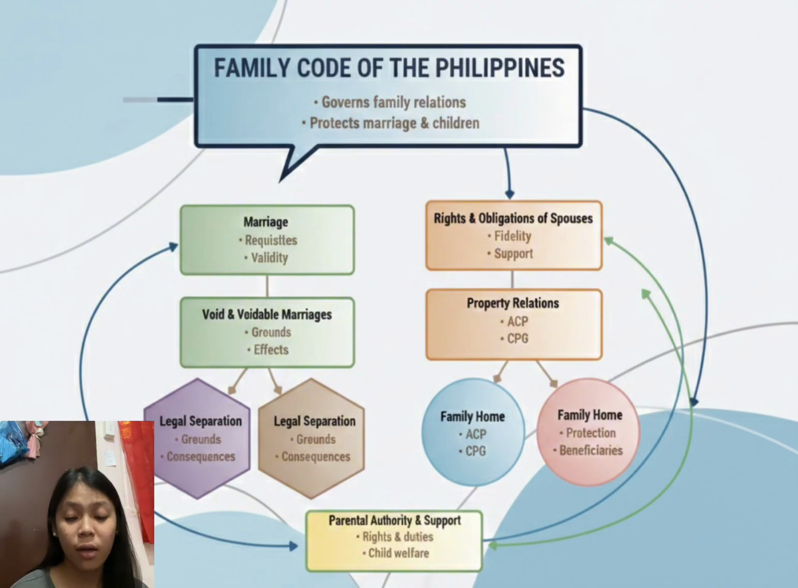Child welfare: the law prioritizes the best interests of the child in all decisions, covering access to basic needs like food, shelter, and healthcare, as well as education and protection from abuse or exploitation. Support obligations extend to both legitimate and illegitimate children and may continue beyond minority for children with disability or pursuing higher education.